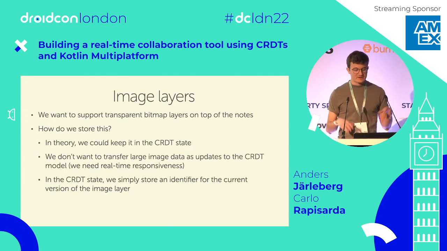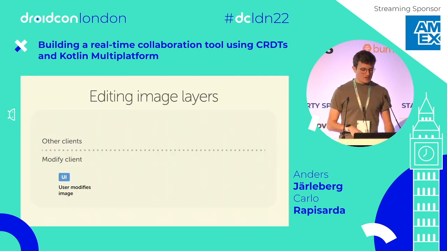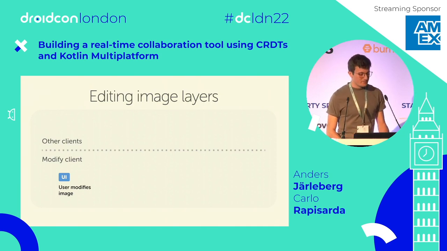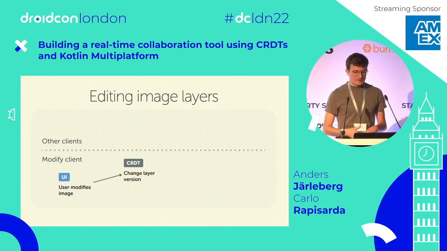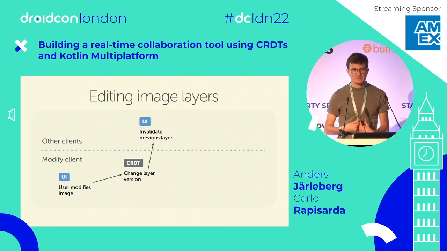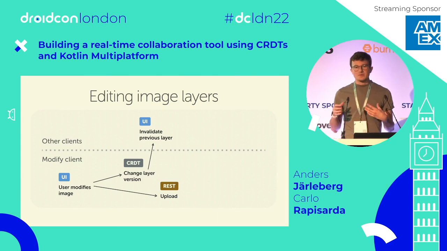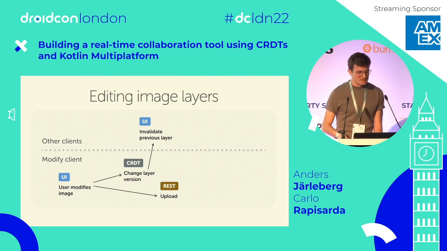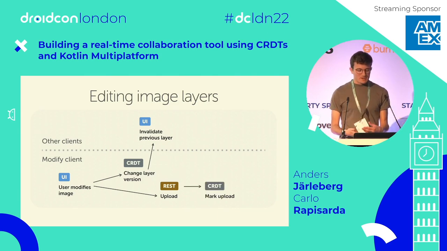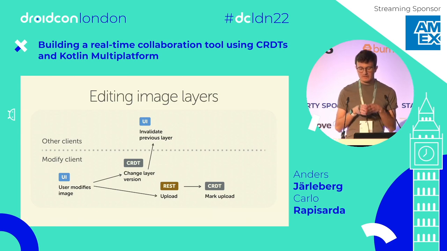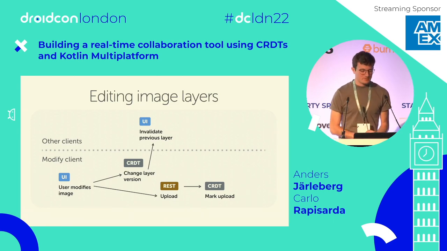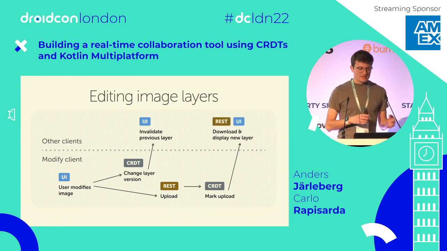This is an example of external data sources. So it works a little bit like this. Every time a client updates the image, they generate a new ID and set it to the CRDT state. And this tells other clients that the previous image layer is no longer valid. At the same time, we upload the image out of bounds using a simple REST API. And whenever we're done uploading, we update a grow-only set with the layer ID we had generated before. And this tells other clients that the new image is now ready to be downloaded and displayed.